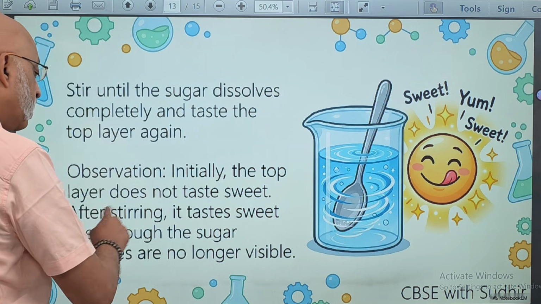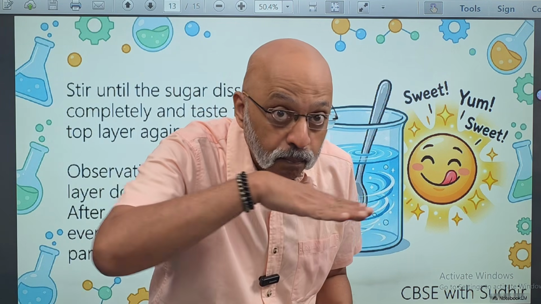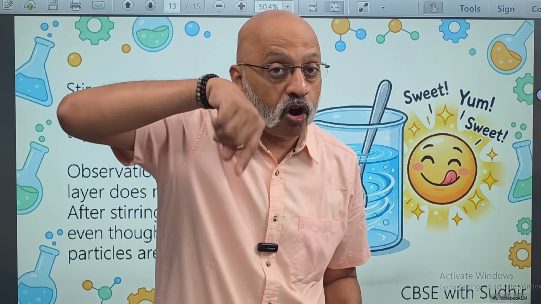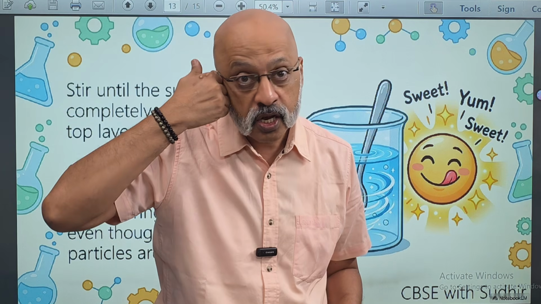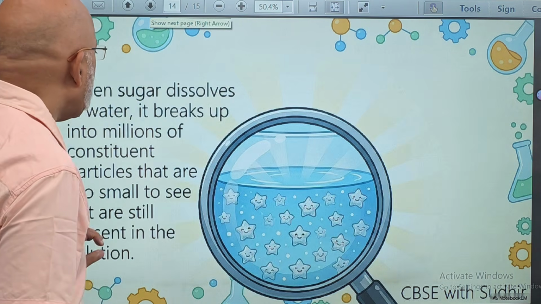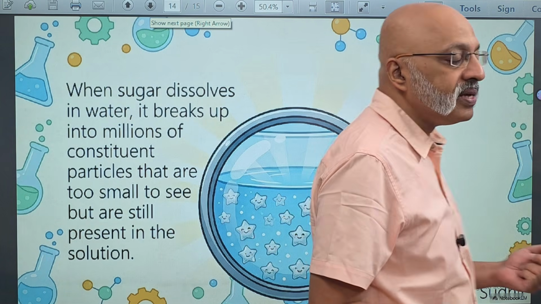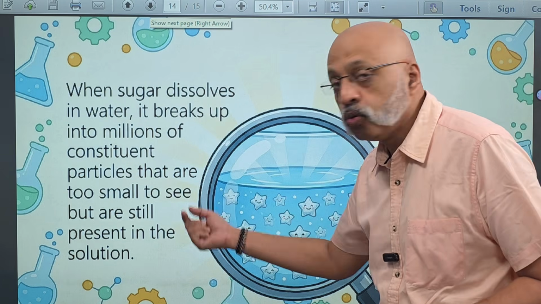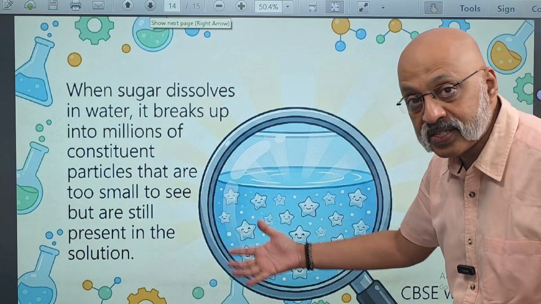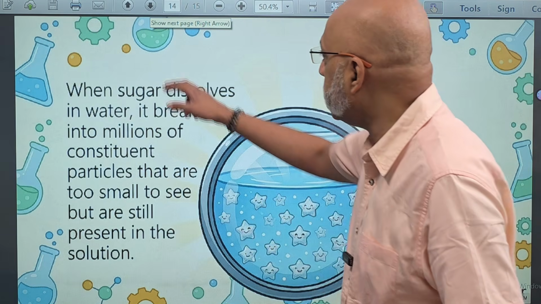After stirring, it tastes sweet even though the sugar particles are no longer visible. Earlier, the sugar particles were visible at the bottom of the glass, which I showed you. But when I stirred it, the sugar particles got dissolved in the water, and now the water was tasting sweet even though the sugar was no longer visible. What has happened is that when sugar dissolves in water, it breaks up into millions of constituent particles that are too small to see but are still present in the solution. The sugar particles are present in the solution, but they are so small that they cannot be seen.